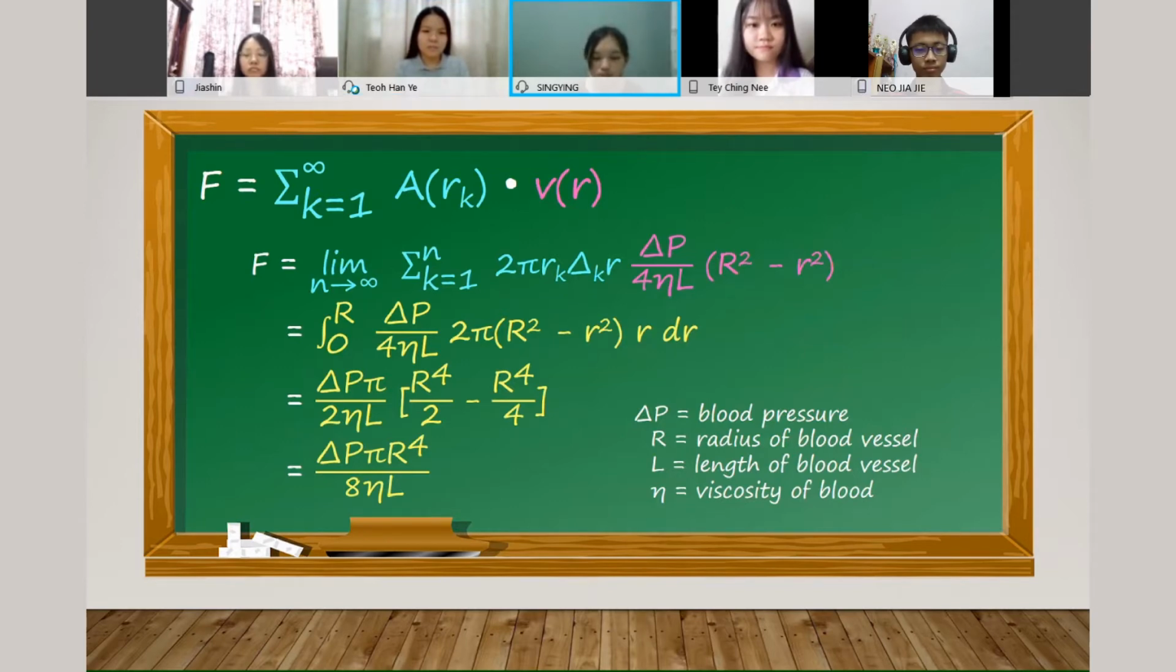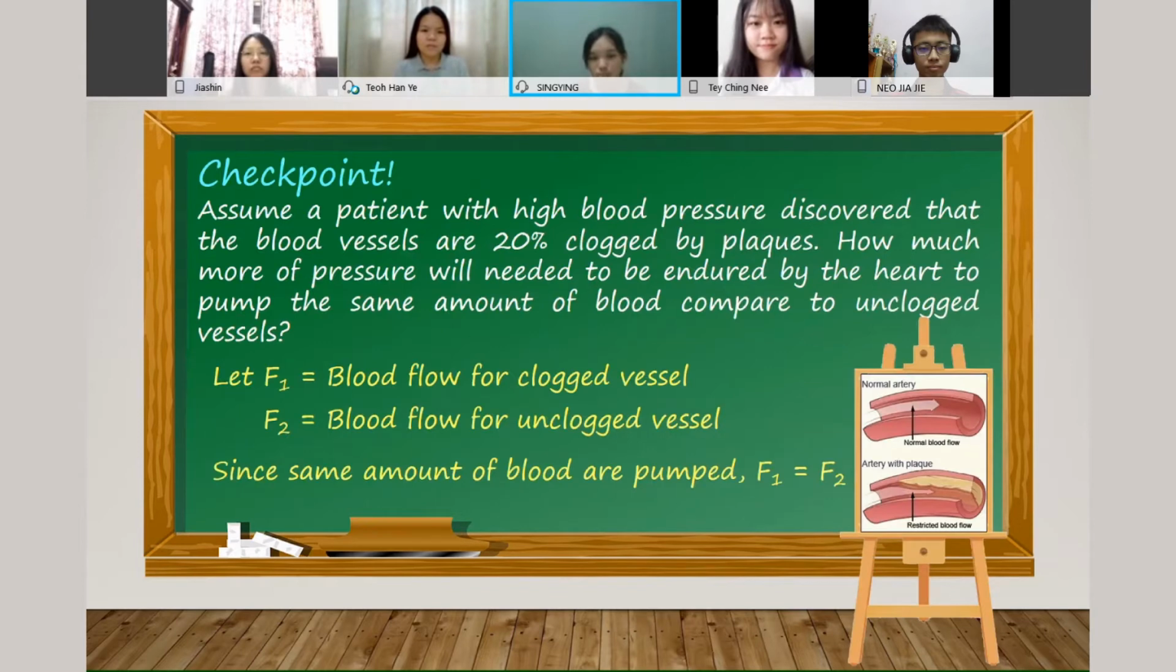Because the blood vessel has been divided into n subintervals, we need to sum up all the subintervals using the infinite series technique. As n approaches infinity, the range is between 0 and r. So we can get Poiseuille's law, which is delta P pi times r power 4 divided by 8 eta L. Now I will pass it to my next member to explain the example.